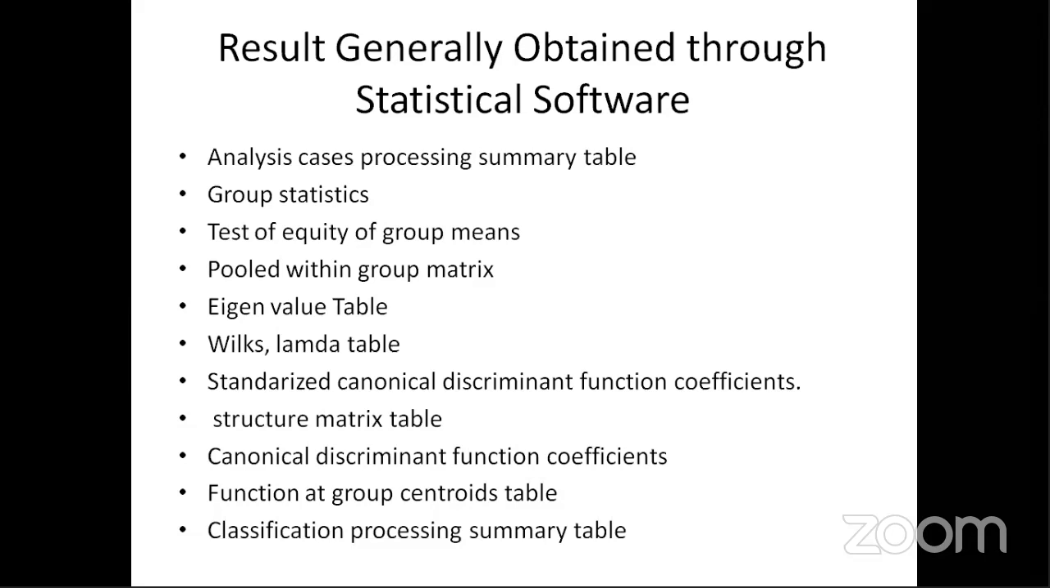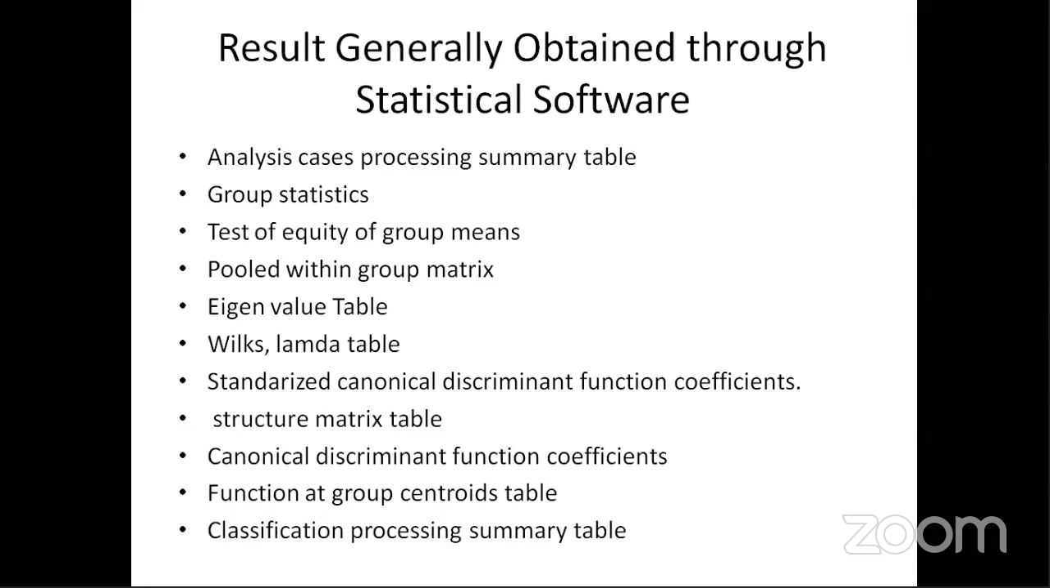whenever we conduct any discriminant analysis using software like SPSS or Stata, we'll get these tables. This is very important because the software is a servant. Wherever you want, you click, and you can get the result. But you have to give the interpretation of the result and explain the application of the result. So whenever you conduct discriminant analysis using software, you will get these tables.